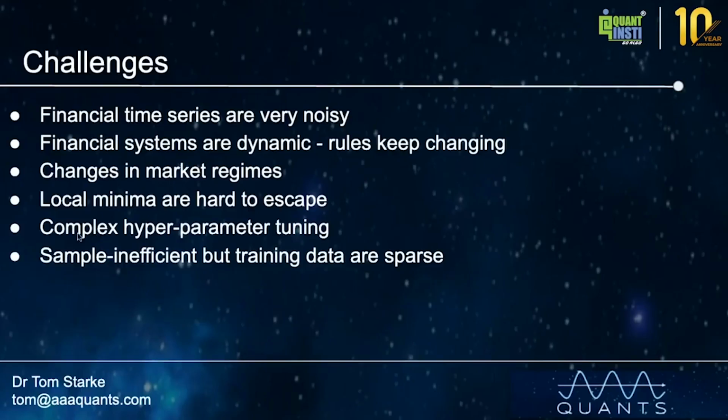Another problem with reinforcement learning is complexity. There are quite a few hyperparameters that we need to tune, which can be quite complex. And then finally, reinforcement learning is quite data inefficient. We need a lot of training data, but on the other hand, training data, meaning market data, is usually quite sparse. We don't have an endless amount of market data available. So that's why training can sometimes be quite challenging as well.